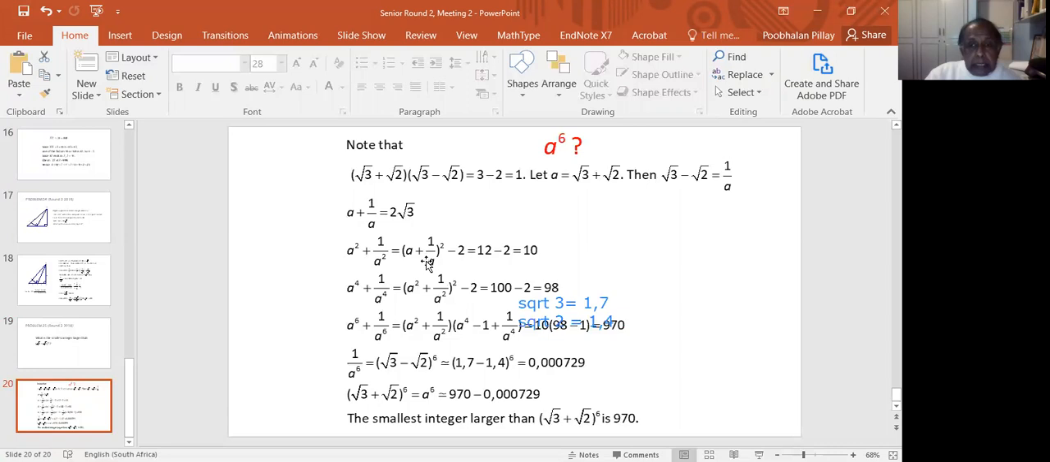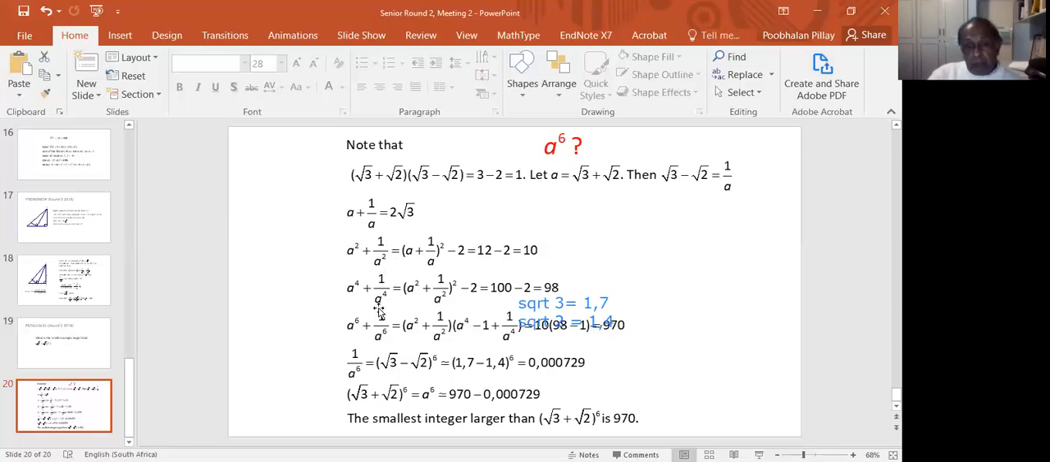But we know what this is, because A plus 1 over A is 2 root 3. So this is 2 root 3 all squared, and that gives you 4 times 3, which is 12, minus 2, and that's 10. No complicated calculations. 12 minus 2 is 10. Okay, now we need to get to the A to the power of 6. And a cute way of doing this is to take this and square it.